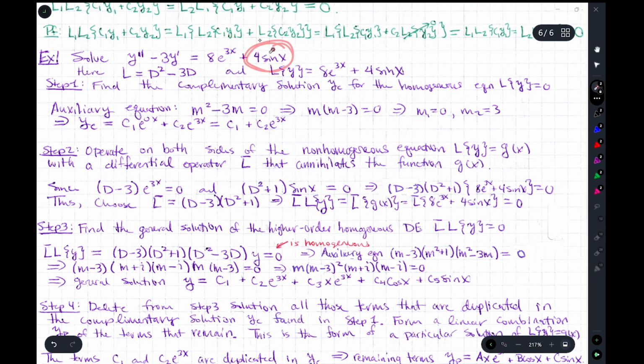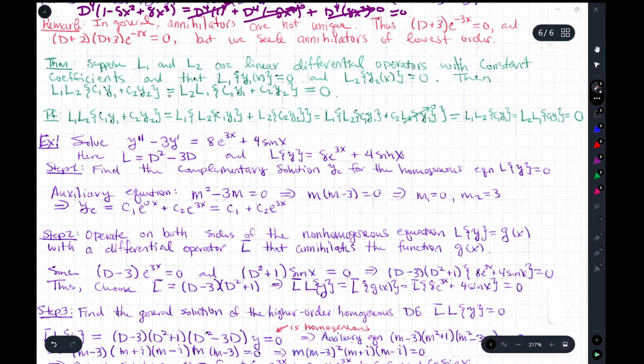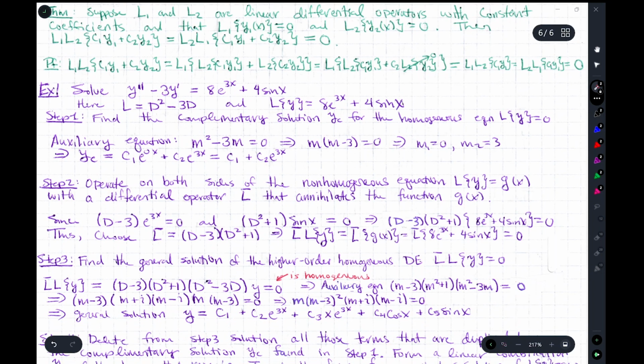But this is a sum of that term with 4 sine x. So we have, what annihilates sine x? (D squared plus 1) annihilates sine x. Okay? And now, what do we do when we have a linear combination of those two? So we got what annihilates this, we got what annihilates that. Well, we go back to our theorem. What annihilates is the product. And so we take a product of these two, (D minus 3) times (D squared plus 1), which annihilates this linear combination of those two. Thus choose L bar to be that product, because that's what would annihilate the whole right-hand side.